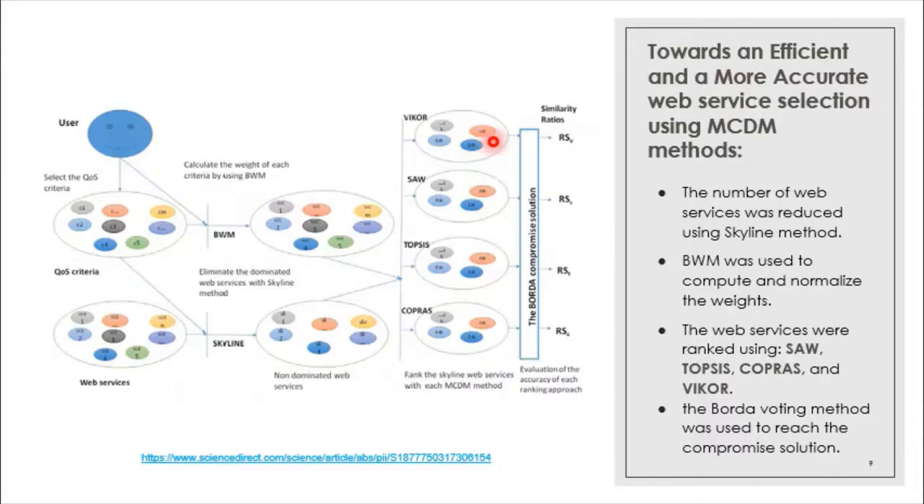Each method ended up with a slightly different ranking than the other methods. To determine which is the optimal, the authors used the Borda voting method to reach the compromise solution and to evaluate the accuracy of each method to determine which had the most optimal ranking.